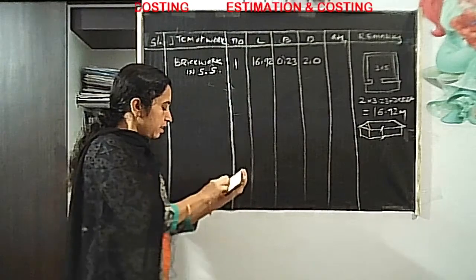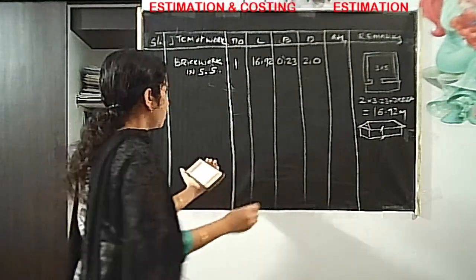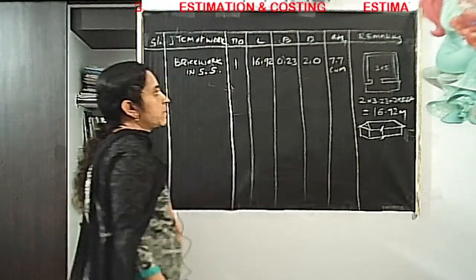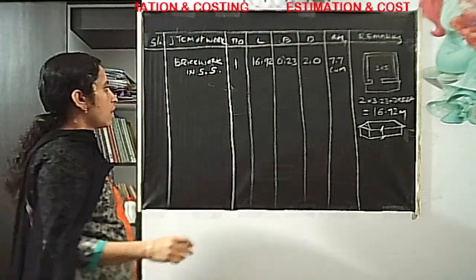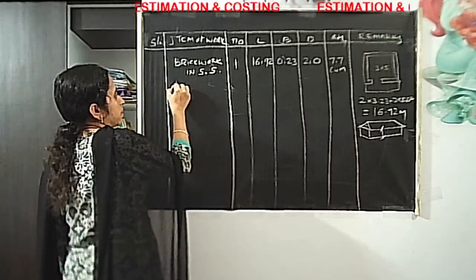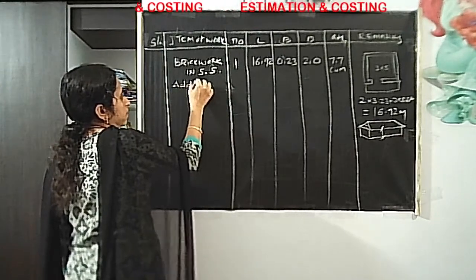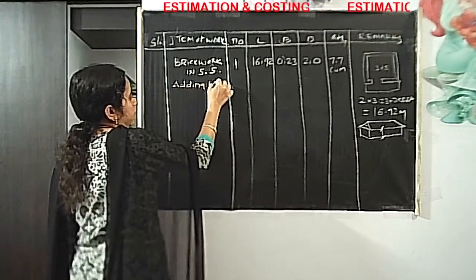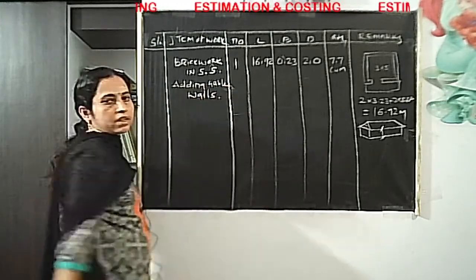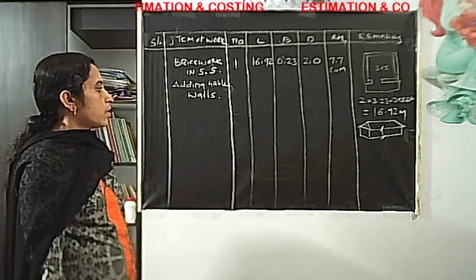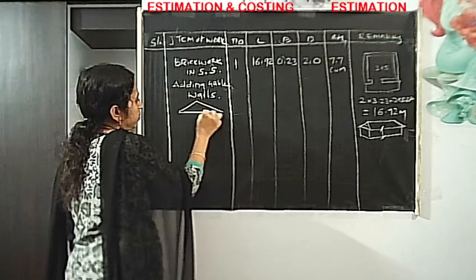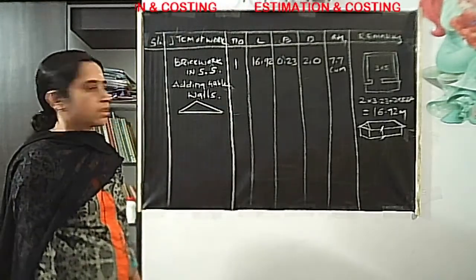Now the quantity of brickwork up till 2 meter is 7.7 cubic meter. Now what I will do is I will take up the gable walls, adding gable walls. So what are gable walls? You know it. I will just draw the elevation of the gable wall.